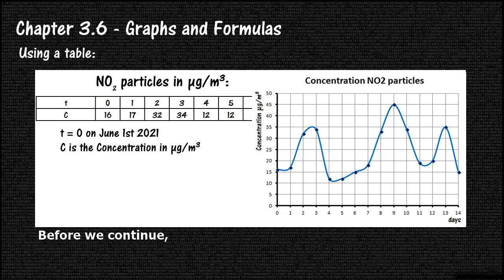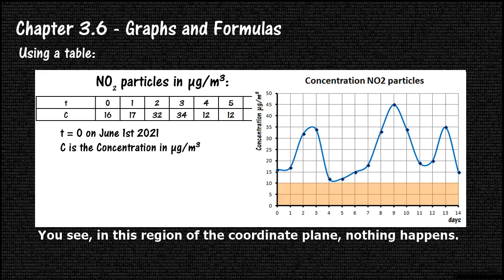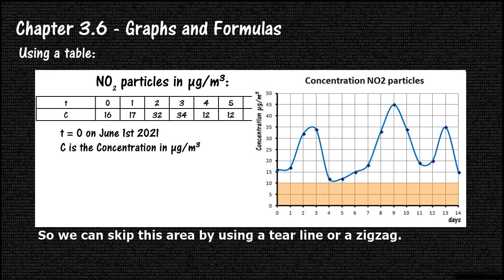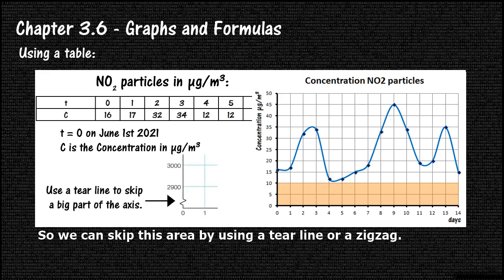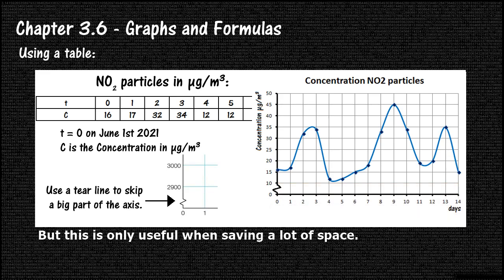Before we continue, this example also allows me to show you a small trick you can use to shorten the vertical axis. You see, in this region of the coordinate plane, nothing happens. So we can skip this area by using a tear line or a zigzag. Doing so will result in the following graph. But this is only useful when saving a lot of space. In my example, I would only save 1 centimeter, which isn't much.